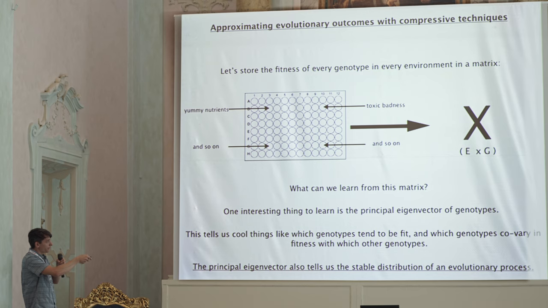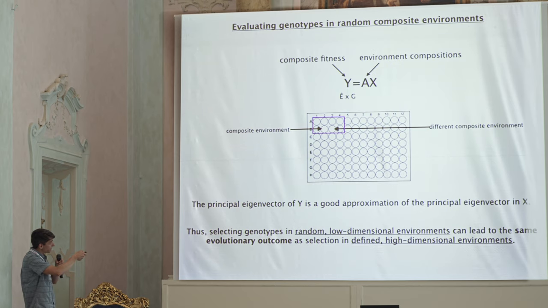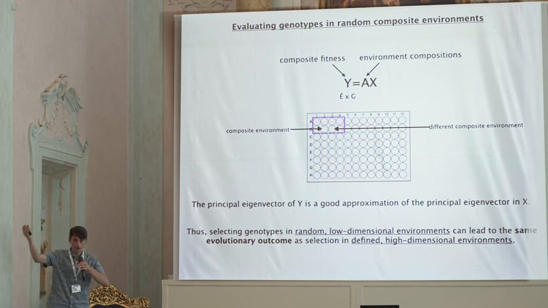what we actually might do here is, for example, one interesting feature of this matrix might be the principal eigenvector of either selective environments or of genotypes. And it turns out that in a low dimensional space, if we take this big matrix X and project it down into something that's logarithmically smaller, the principal eigenvector in this matrix is a good approximation to the principal eigenvector of this matrix. And there's a good experimental scheme that we've developed for how to actually do this. So now you can, for exponentially less cost, evaluate certain characteristics of this big evolutionary experiment.